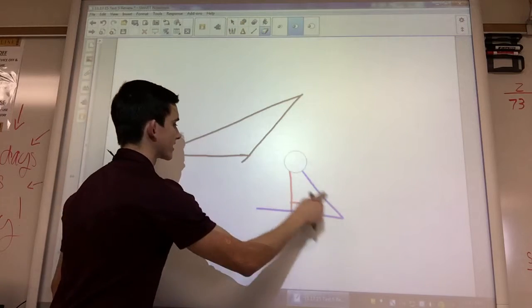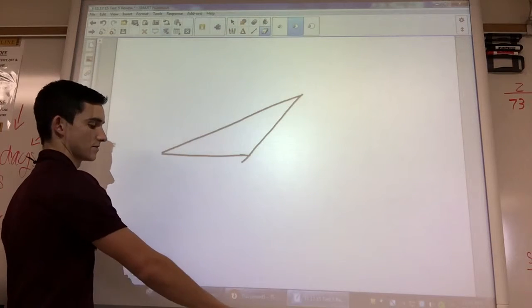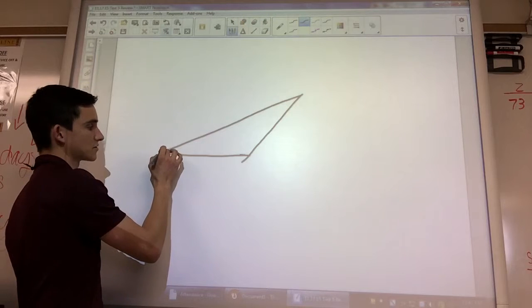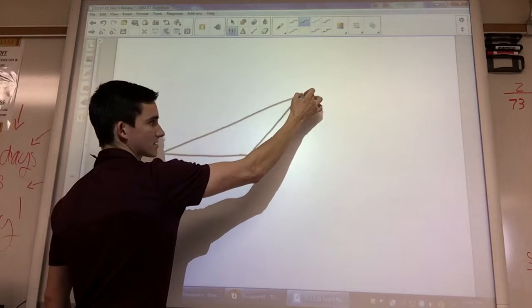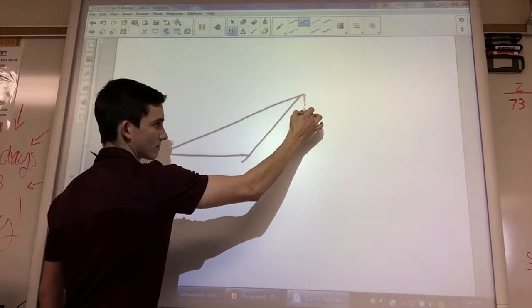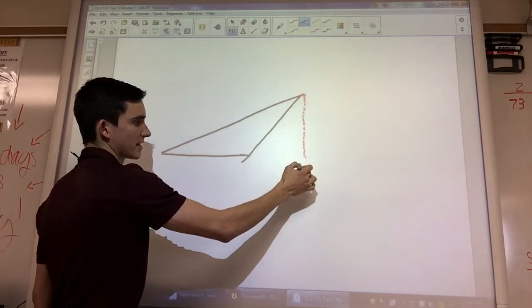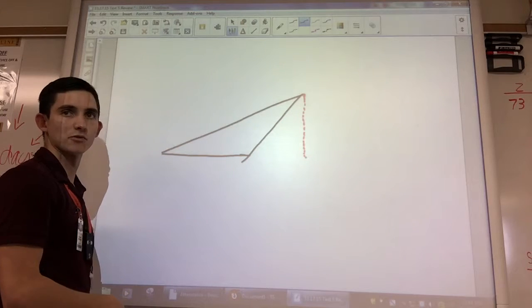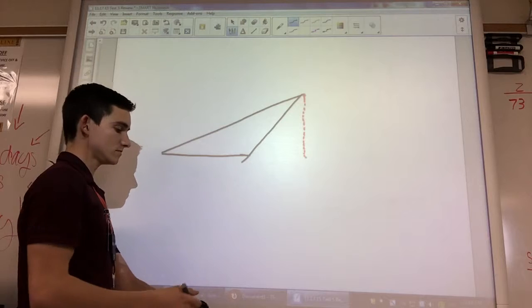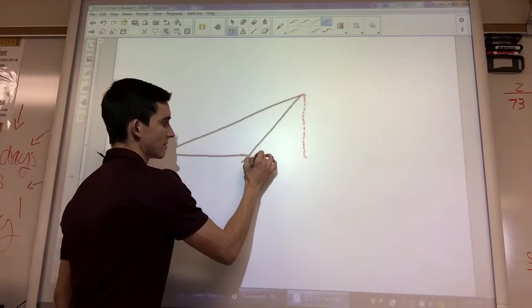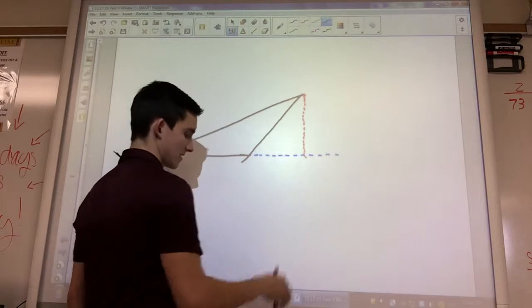Now, this black triangle that I drew up here is a little bit more difficult to draw an altitude for, because it goes from its vertex straight down like this, but there is no base to hit there. So if you just extend the base, imagine the base being extended out here.